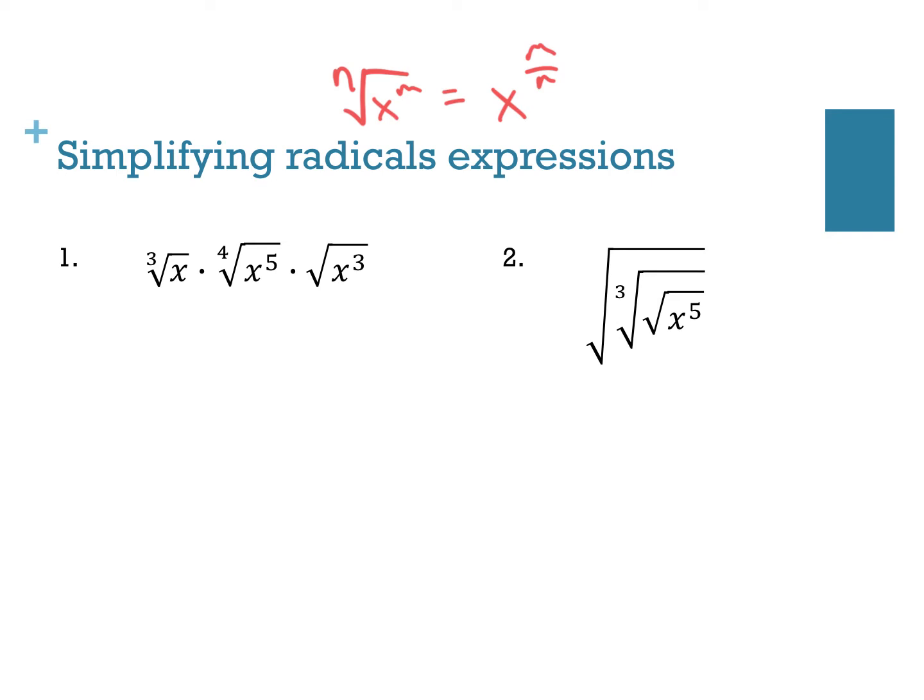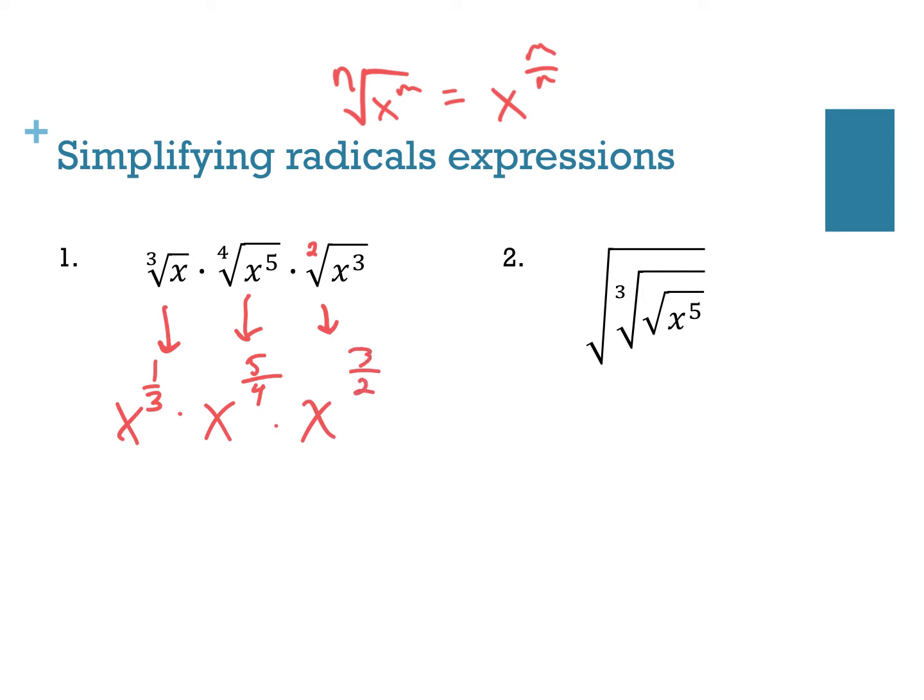So in this first one, the cube root of x would be the same as x to the 1/3 power. The fourth root of x to the 5th, I can write as x to the 5 over 4 power. Remember, your index is the bottom number in your fraction. And then that last term, since there's a square root here, that's a hidden 2 that I need to remember to write, but that would be written as x to the 3/2 power.